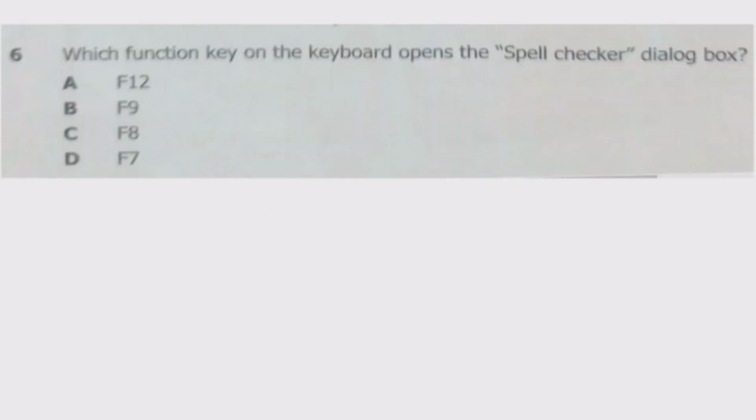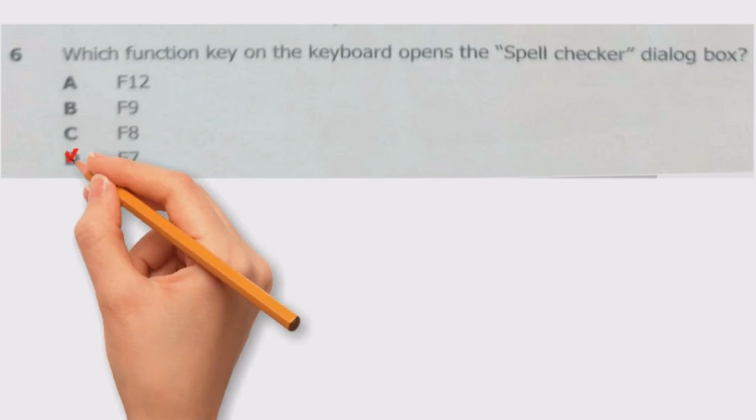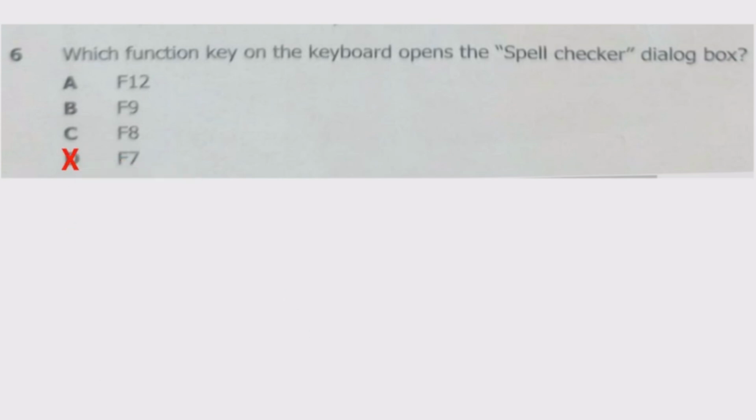Question 6 is as follows. Which function key on the keyboard opens the spell checker dialog box? A, F12. B, F9. C, F8. D, F7. The correct answer is D, F7. F7 opens the spell checker box.